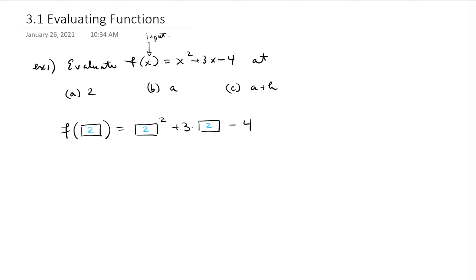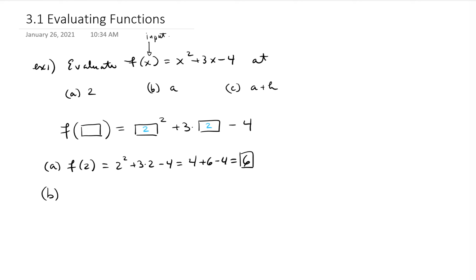So that would give you, for a, f of 2 is 2 squared plus 3 times 2 minus 4. So that gives you what? 4 plus 6 minus 4. You get 6. So this is our answer when the input is 2. And we could do something similar if we had another number for the input, right? Just replace x by that number. Now let's take a look at b.